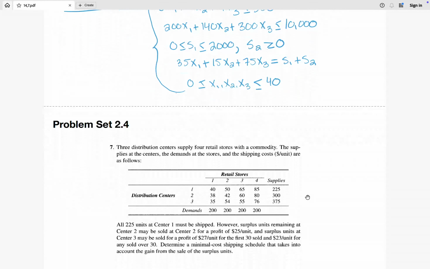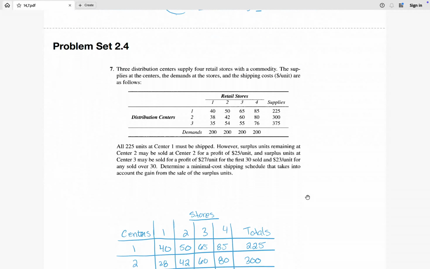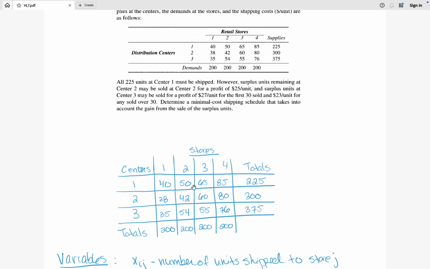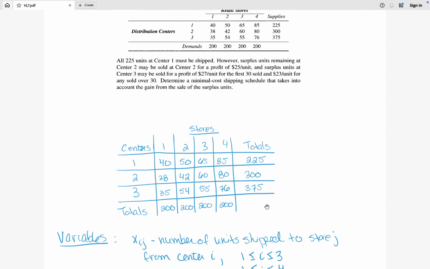And then problem set 2.4 was over the transportation model. So number 7 was kind of similar to that problem in that we had restrictions on the surplus that could be sold from the different centers. So again, I just took the table that was given. This is the exact same table actually, I just rewrote it out so I could have it to refer to. And then I could have added a line also for the profit that could be made from selling the surplus. That probably would have been helpful.